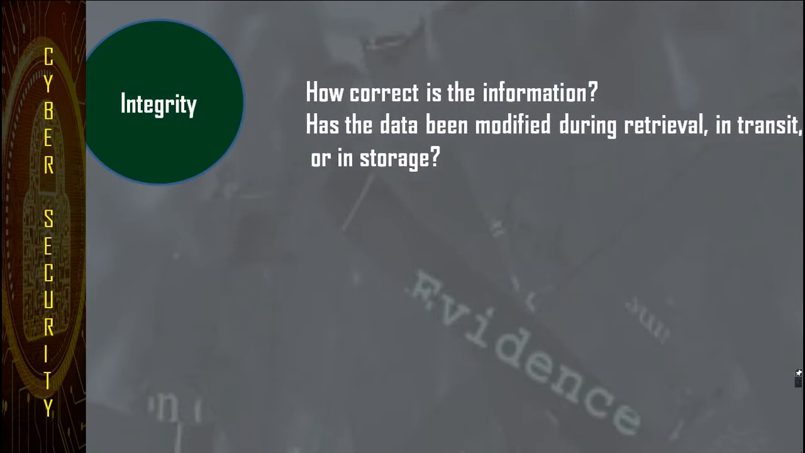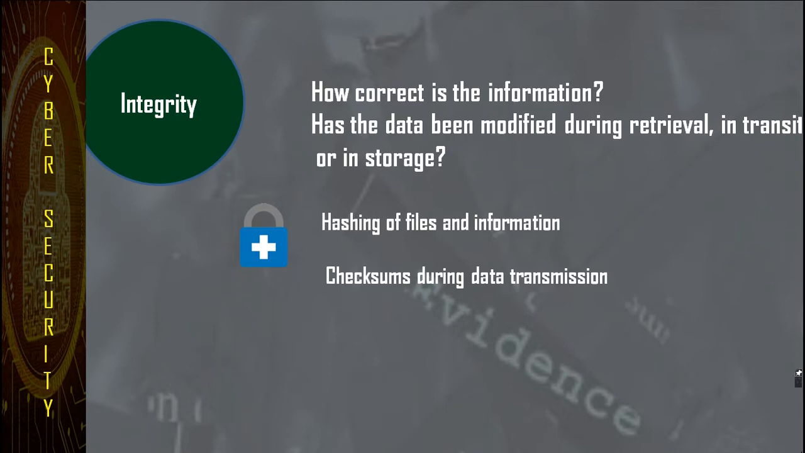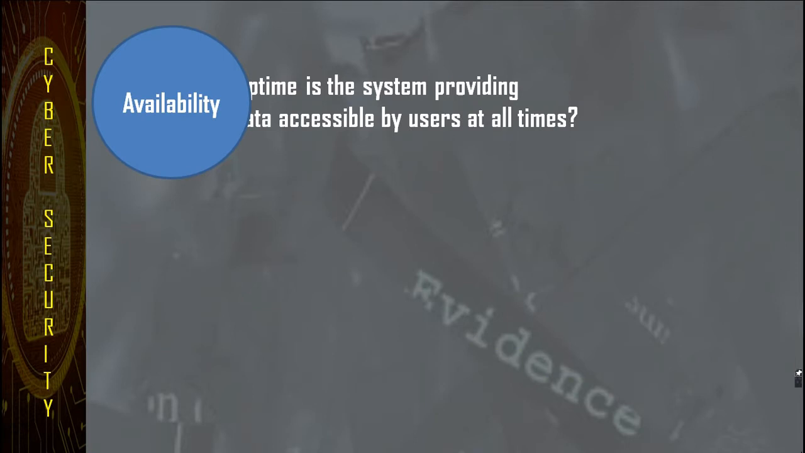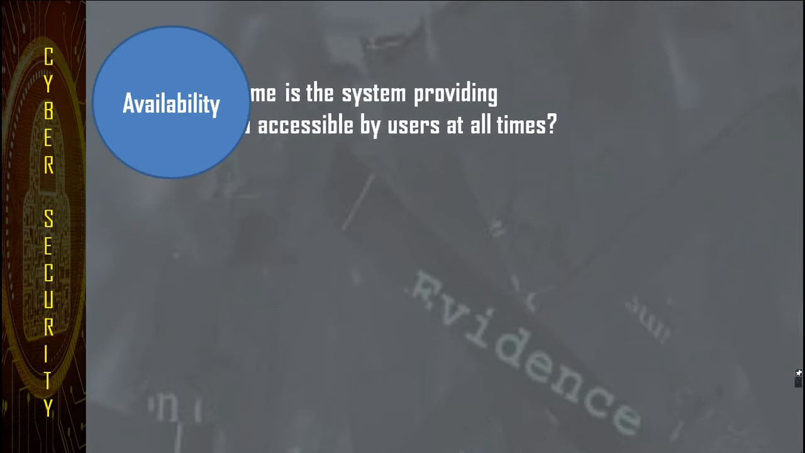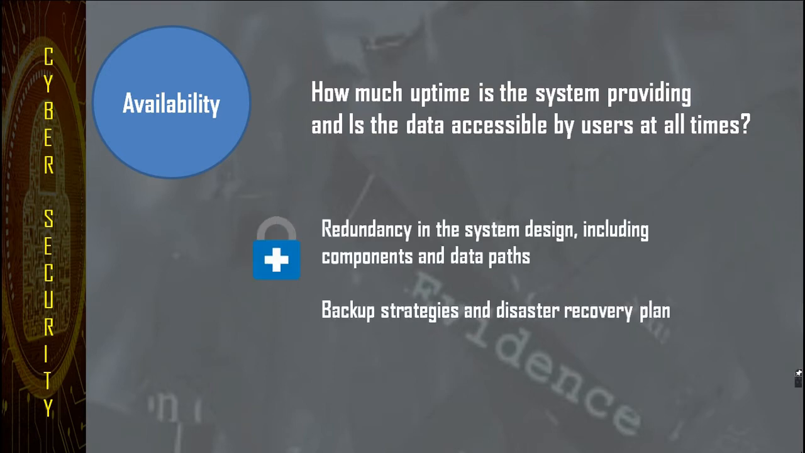Integrity: how correct is the information? Has the data been modified during retrieval, in transit, or in storage? Hashing of files and information. Checksums during data transmission. Failure of integrity occurs if someone modifies the data being stored or when it is in transit.